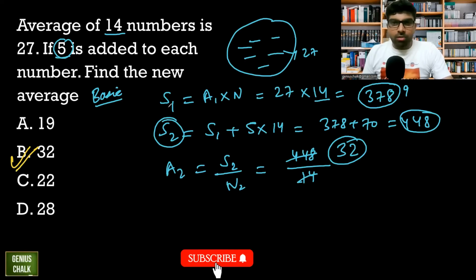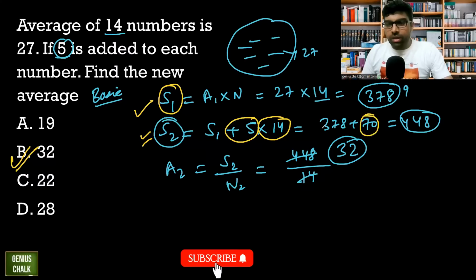But this is the basic method where you're finding the first sum. Then because of addition of 5 in 14 numbers, the extra addition is 70. And then you are dividing it by the number of terms. Then you are getting 32. So this is the basic method. So what is the learning?